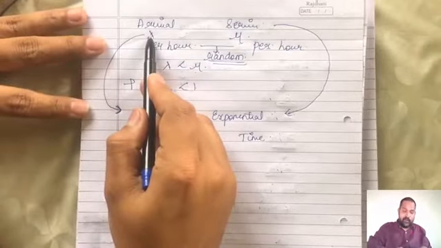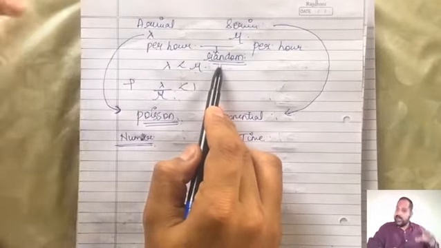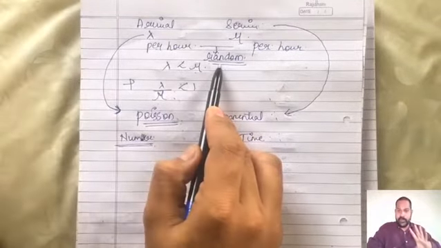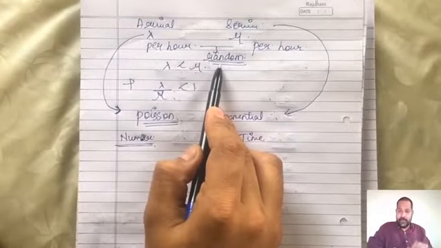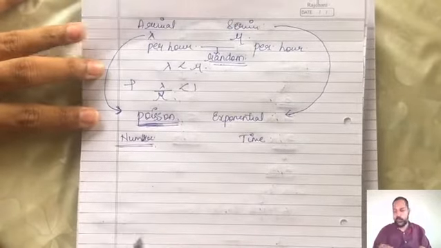Arrival is happening at the rate of lambda per hour. This arrival is random, and we assume that this randomness has a pattern to it. We have tried to estimate the pattern, and that pattern is said to be Poisson distributed.